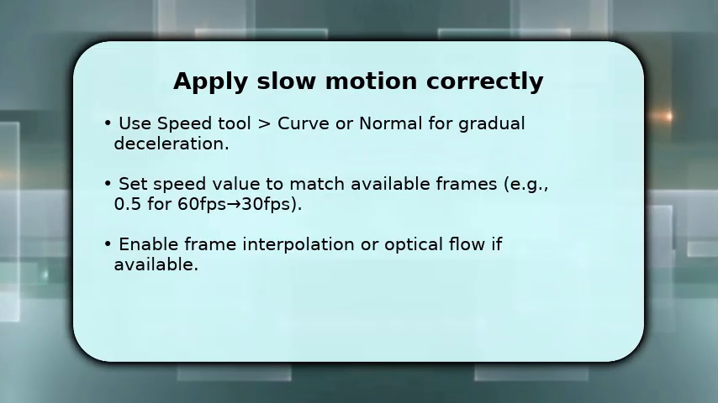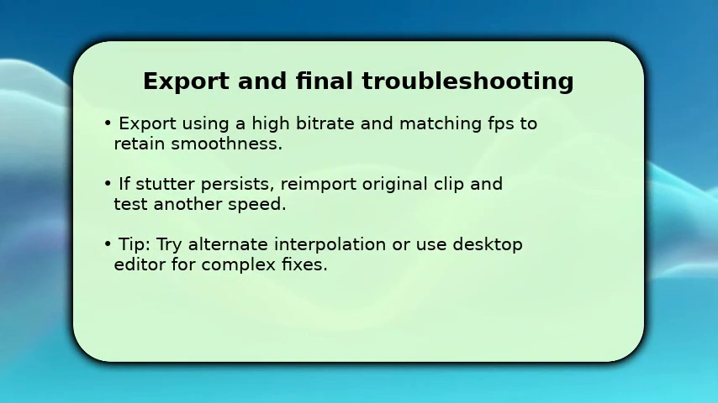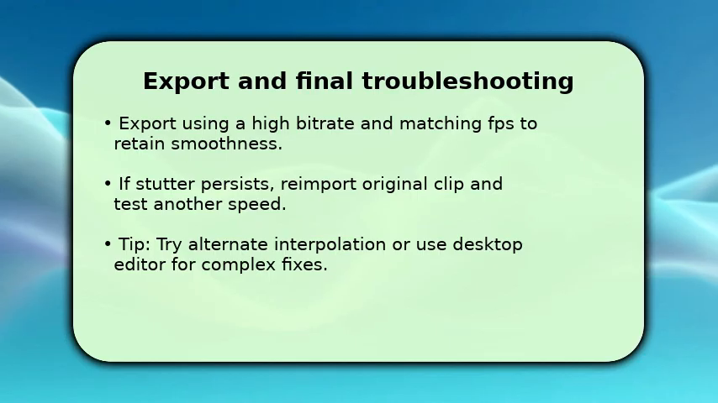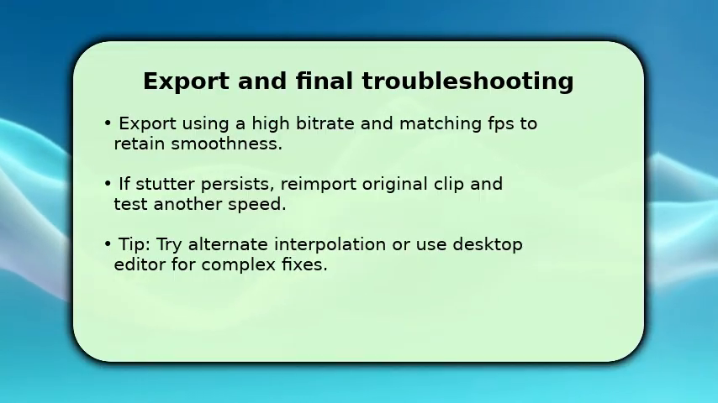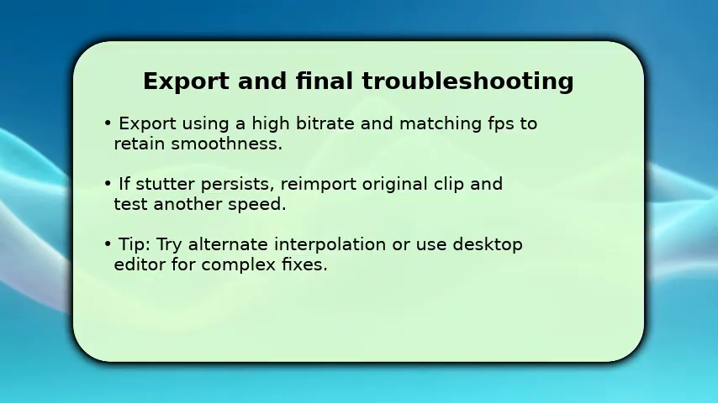Finish by exporting with settings that preserve your slow motion. Match the project FPS, choose a high bitrate, and export to a widely compatible codec so playback stays smooth. Once exported, test the file on multiple players to rule out player decoding issues.